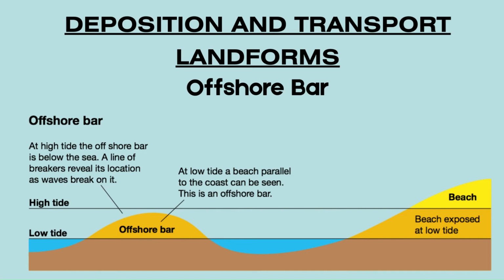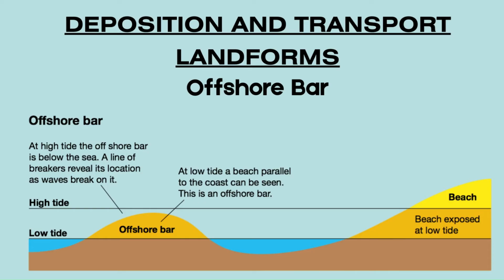An offshore bar is a ridge of sand or shingle that forms parallel to the coast, but offshore, beneath the surface of the water. It usually forms when waves break before reaching the shore, often due to a gentle beach gradient or a large supply of sediment. As the waves lose energy, they begin to deposit sediment in the sea, just off the coastline. Over time, this builds up into a submerged or partially exposed ridge. This is the offshore bar.